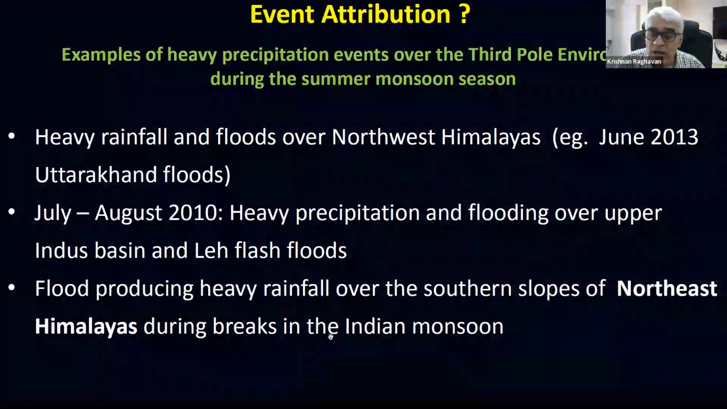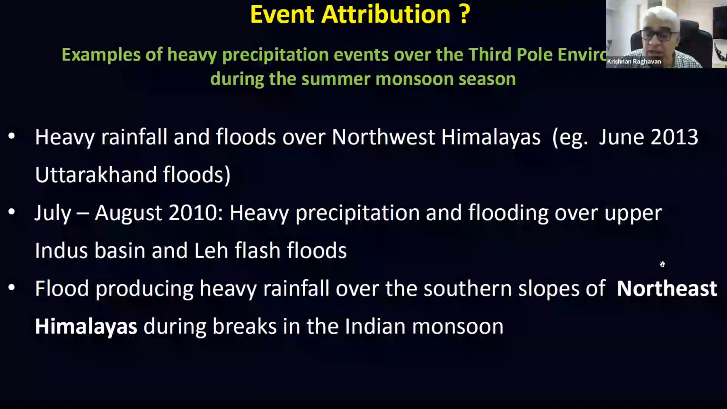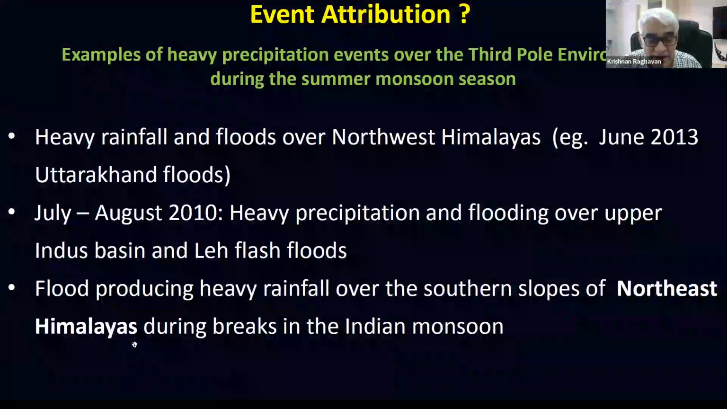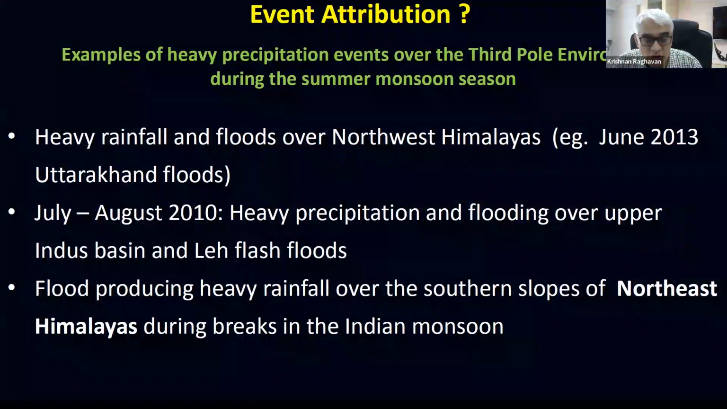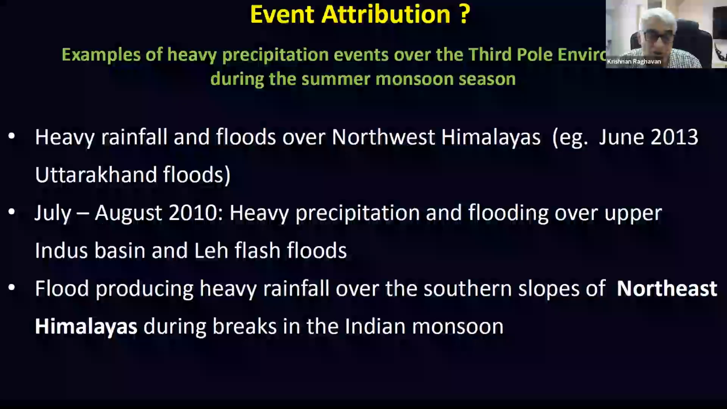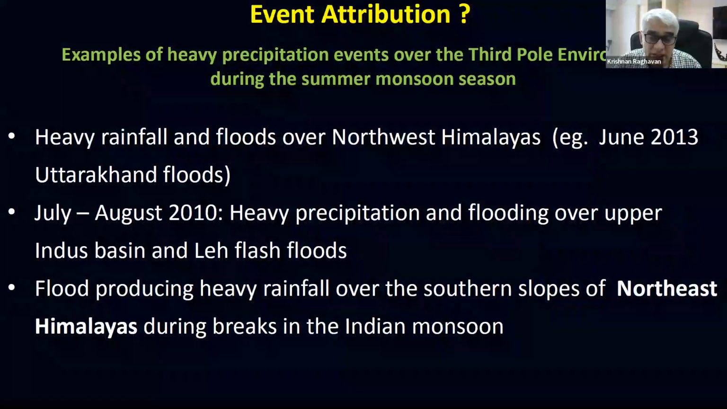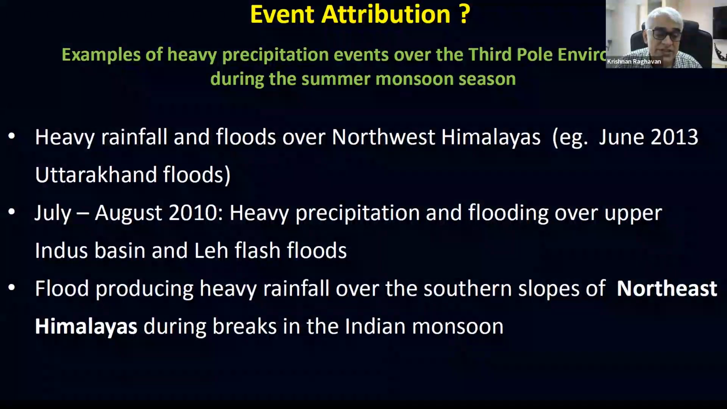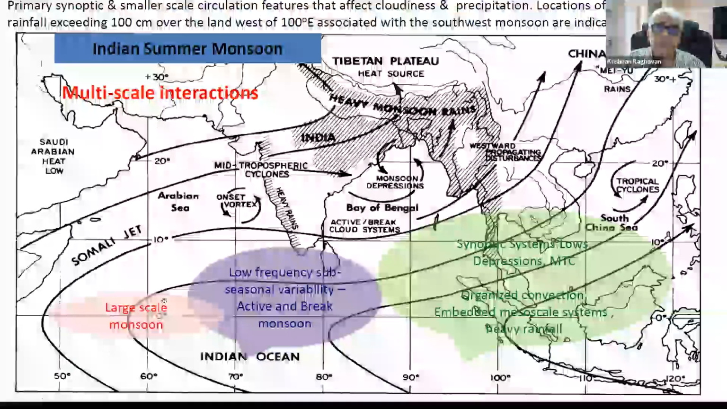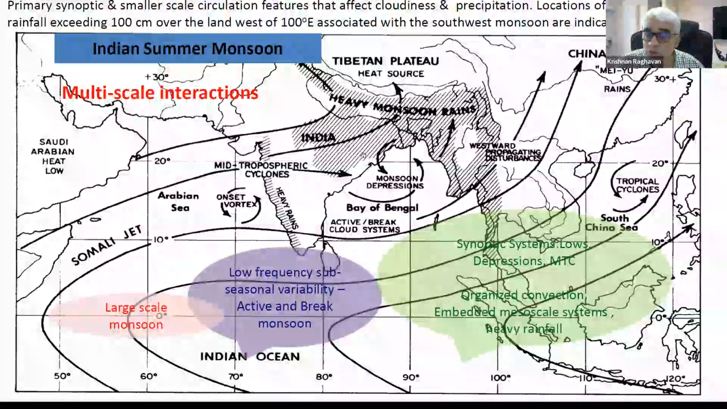And also, we have flooding in the southern slopes of the Northeast Himalayas. Typically, it happens when we have a weak monsoon, or what we call a break in the Indian monsoon. So the plains of India receive less rainfall, but we get a very heavy rainfall in the foothills of the Himalayas, in the Northeast Himalayas. And then this happened at the beginning of this year as well. And so let us try to understand some of these heavy precipitation events during the summer monsoon season.